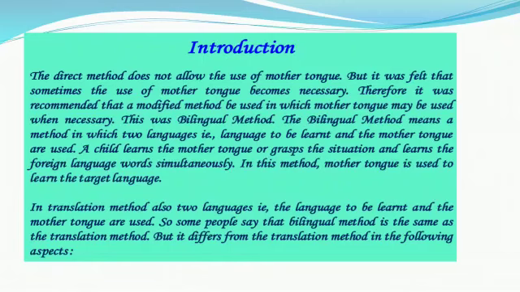In the bilingual method, it is easy for the child to learn the mother tongue, and at the same time, it is easy for the child to learn the foreign language. Understand? In this method, mother tongue is used to learn the target language. So, keep it in your mind. Bilingual method is nothing but the two languages, the mother tongue and the foreign language. The child can learn both simultaneously.